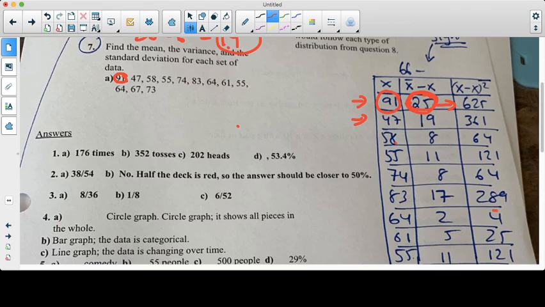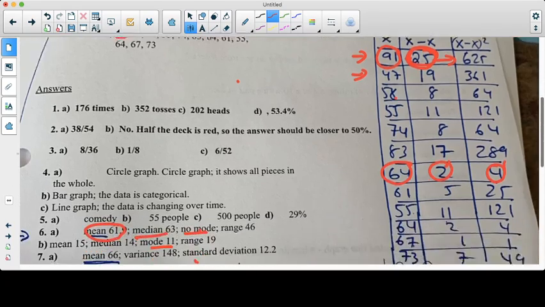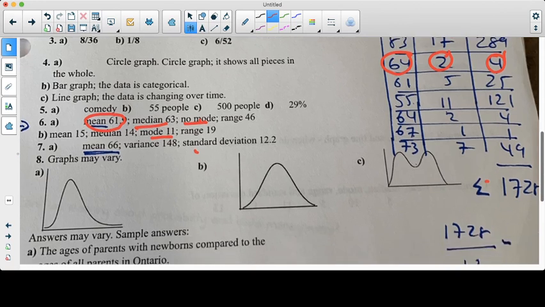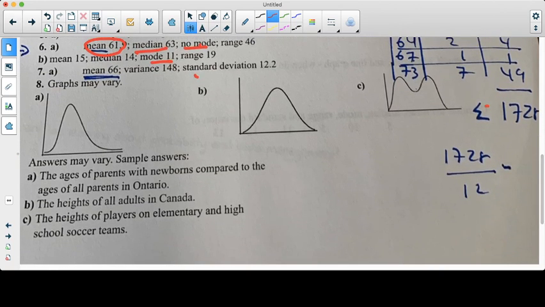So you put the number here. 66 minus 91, or the other way around, doesn't matter, like I said. 25 squared is 625. Let's jump to this one here. 66 minus 64 is 2. Square that, you get 4. So the second column is the one that matters. Add those up, you get 1728. Divide by 12, and you get about 12.2.